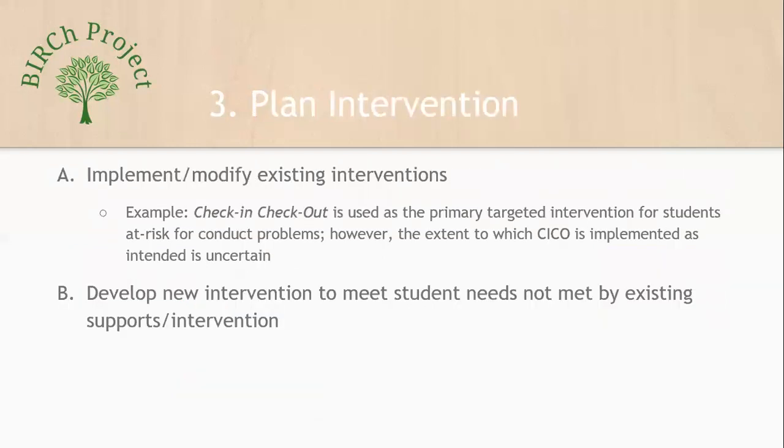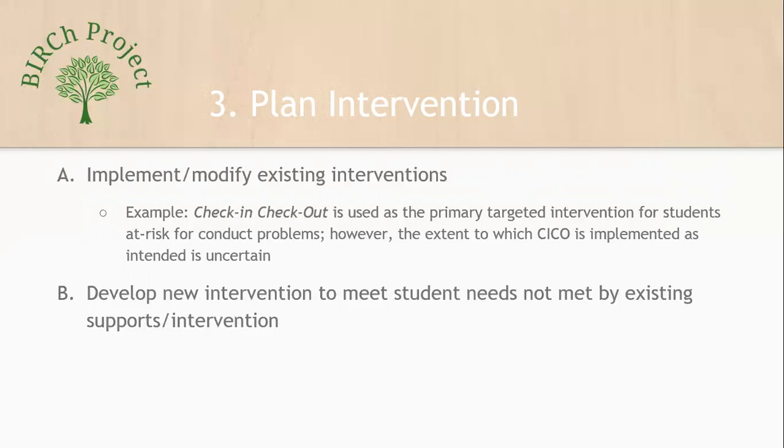Once I've set my goal, I know what I'm targeting, I know what I want to see happen, then we can plan an intervention. One option is to implement or modify an existing intervention. So if we have a framework set up in our school for check-in, check-out, for example, it's used as the primary targeted intervention for students, we can examine this intervention to see the extent to which it has been implemented as intended.